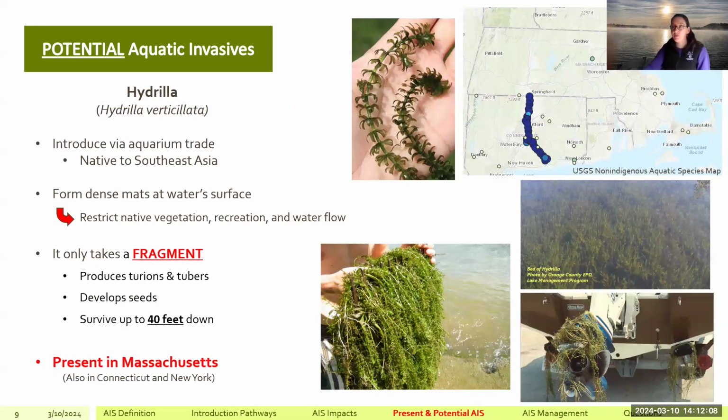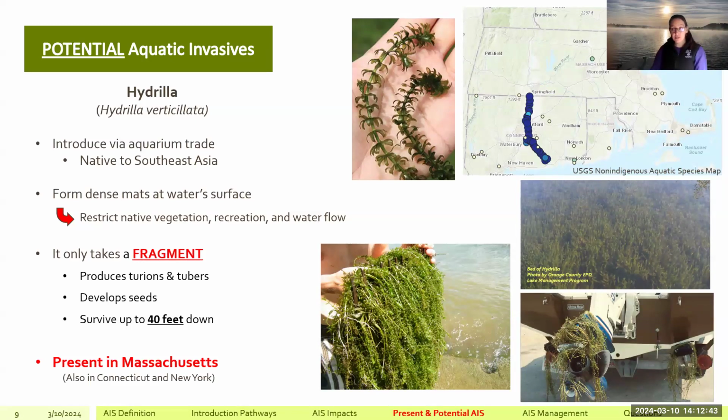Another potential aquatic invasive species that we are concerned about and we're on the lookout for is hydrilla. It was introduced via the aquarium trade. It is native to Southeast Asia, and it can create dense mats at the water surface. And then this can restrict native vegetation, recreation, and water flow. It only takes one fragment. It produces turions and tubers. It develops seeds, and it can survive up to 40 feet in depth.